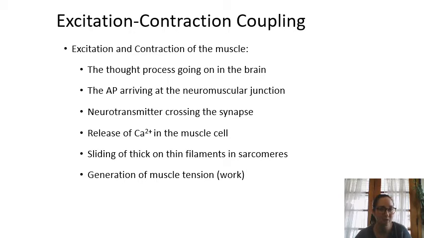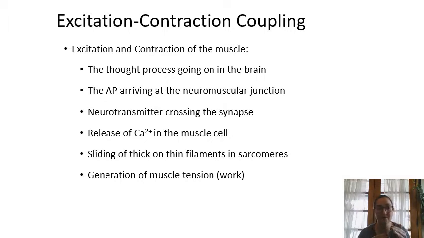So if I want to contract one of my skeletal muscles, one of the ones that I have control over, the first thing I do is have a thought in my brain, right? So my brain is going to tell me it's time to contract this muscle. That is going to send a signal down through my nervous system. So the signal, an electrical signal, is going to travel through my nervous system, and it's going to find its way to where the nervous system meets muscle cell.